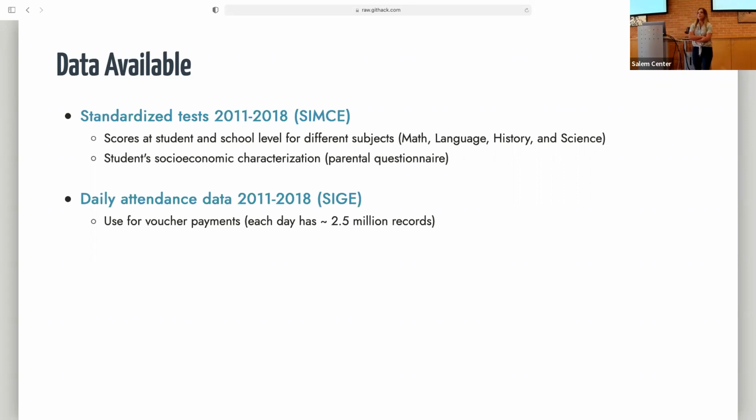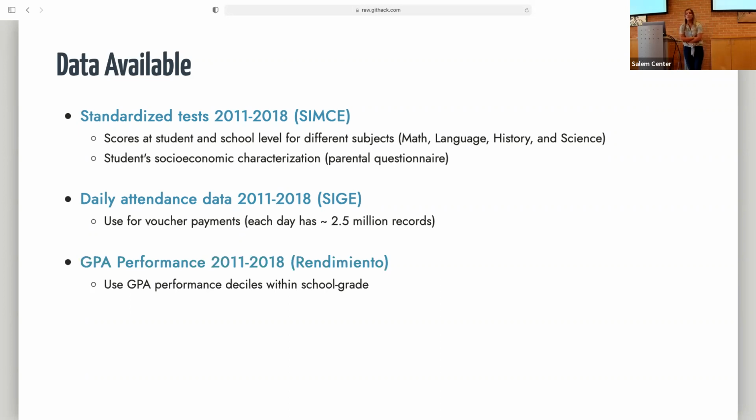The other big data set that we need is actually daily attendance. We have daily attendance for all students in public and voucher schools between 2011 and 2018. This daily attendance is mandatory for all these public and voucher schools, so any school that receives government money. And basically each day has around 2.5 million records. So we have daily attendance for these 7 years. It's a lot of data. And it has been a hassle to analyze such big data sets. But again, it's very rich and gives us a lot of leeway on how to do these different predictions.